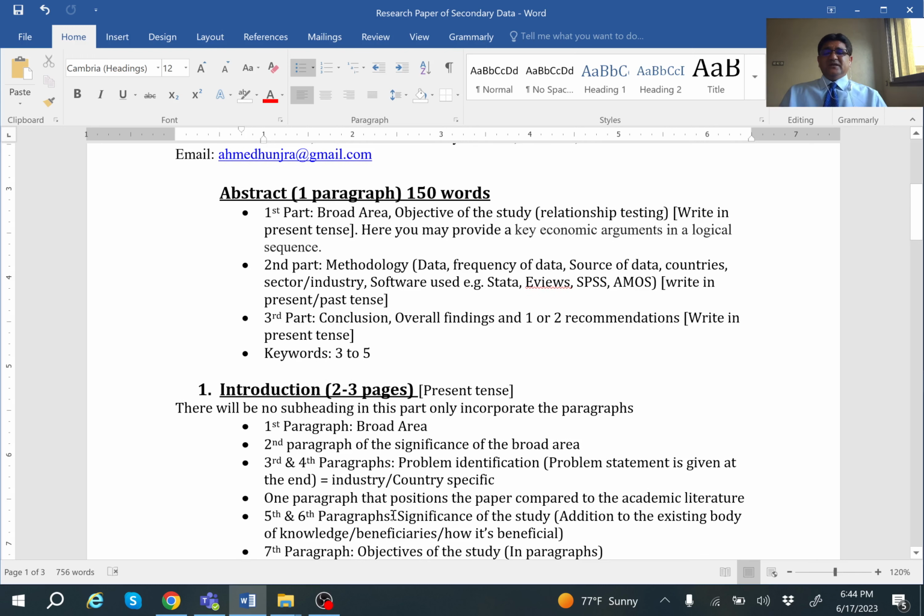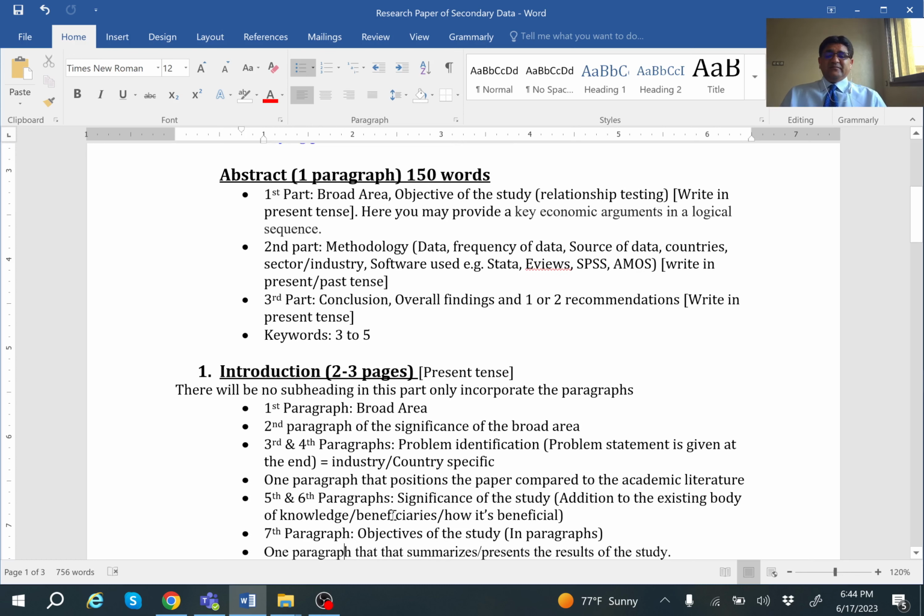So after dealing with the abstract, we have the introduction section. It's section number 1. Normally we can have 2 to 3 pages, not more than this.